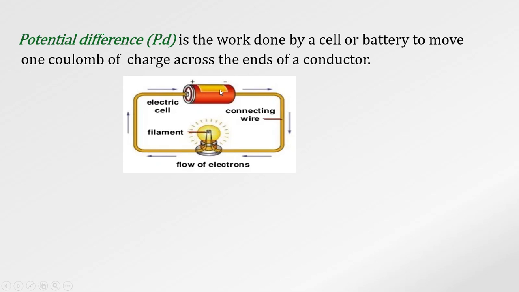So the work the cell or the battery does is what we call potential difference. Potential difference is the work done by the cell or the battery to move 1 coulomb of charge across the ends of the conductor. From here, this is the conductor, even through the bulb up to here; these are the ends of the conductor. So when charge moves through this, the work done by this battery or dry cell is called potential difference.